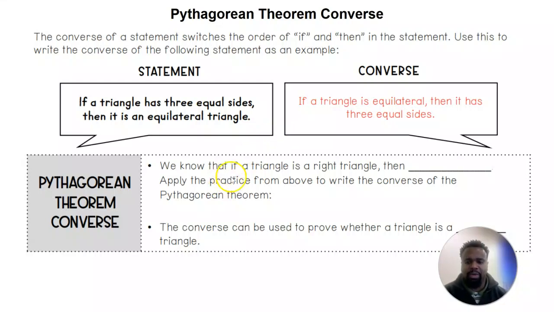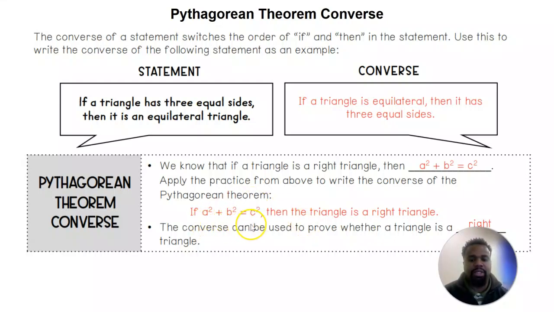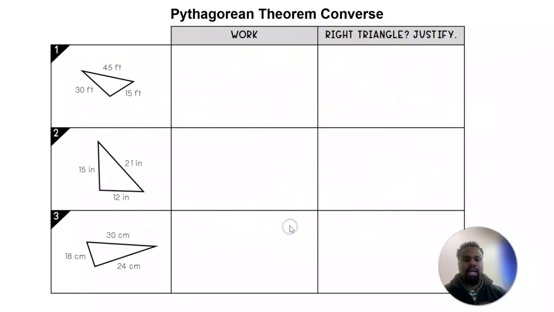We do the same thing with the Pythagorean theorem. With the Pythagorean theorem, we know that if a triangle is a right triangle, then a squared plus b squared equals c squared. But if we use the converse, we could say that if a squared plus b squared equals c squared, then the triangle is a right triangle. So basically, we're using the Pythagorean theorem to prove whether or not a triangle is a right triangle by seeing if a squared plus b squared equals c squared. So let's take a look at that.